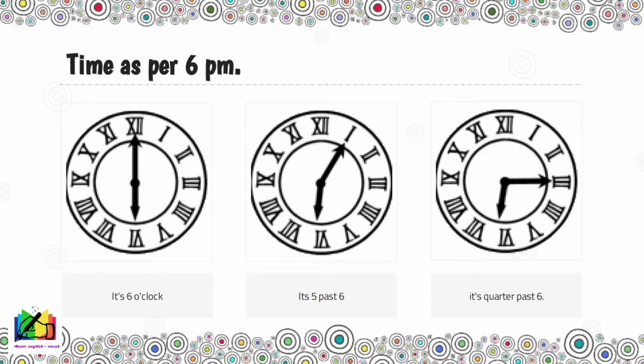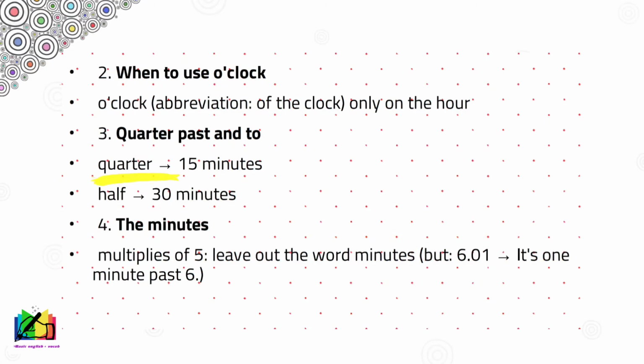Now we will take some examples. It's 6 o'clock, as it is an hour. Next, it's 5 past 6. As we know that this comes under the past section and this comes under the to section, we use the previous hour, which is 6. So here 6 past 5. Sorry, 5 past 6. Then we have quarter past 6, as we learned that we use quarter for 15 minutes.